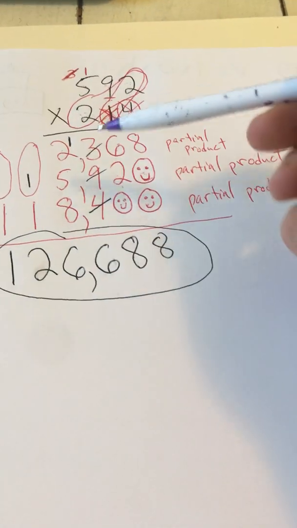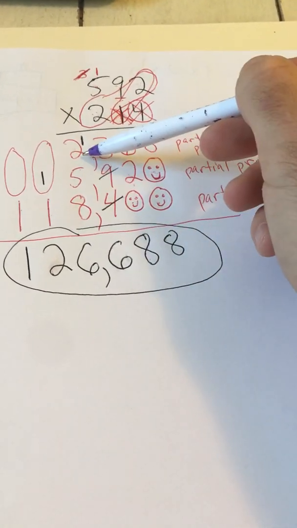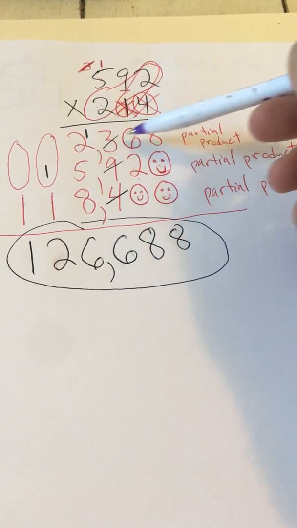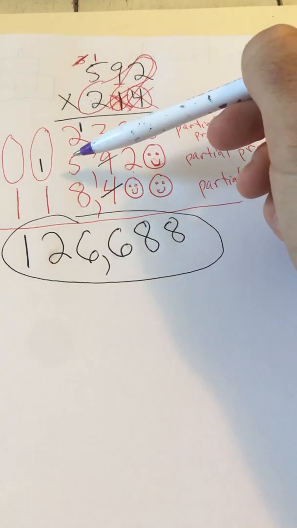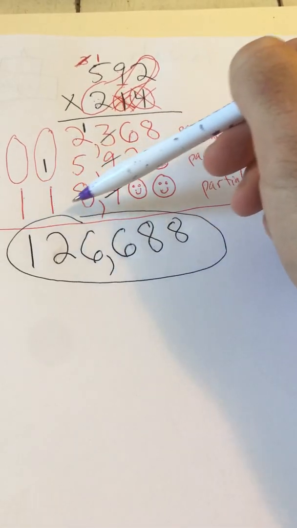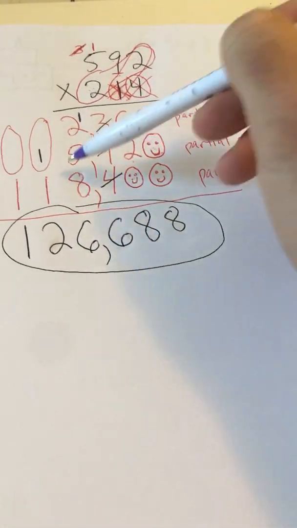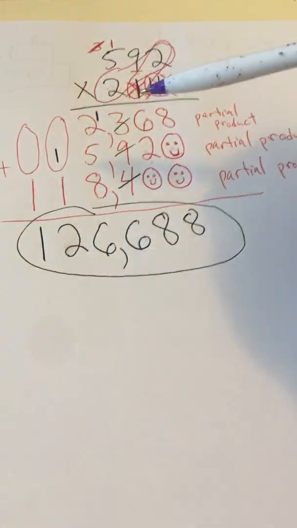Please, if you got this wrong, don't just fix your answer now. Look here. This is where you're going to be able to find out what you did wrong. That's your first partial product, 2,368. Your second partial product should be 5,920. Your third partial product should be 118,400. If you don't have these right, I want you to figure out why.